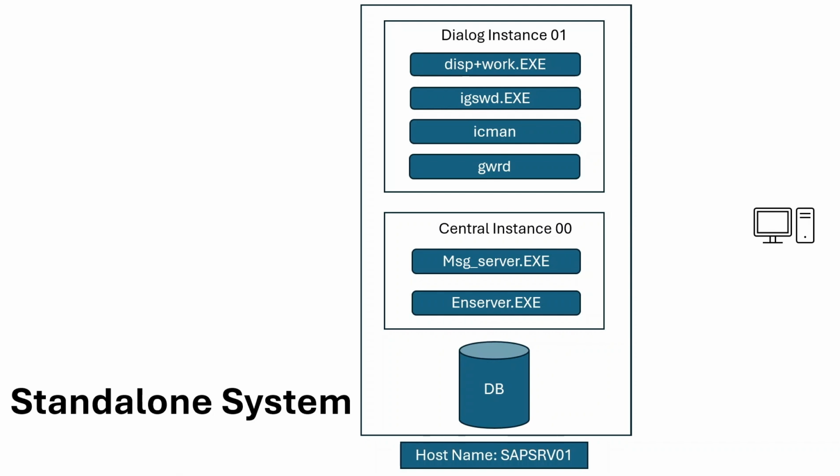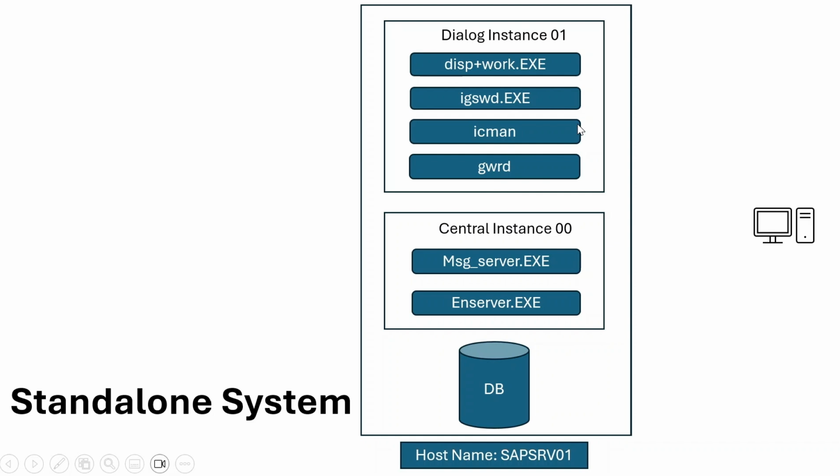So what do they do? Disp+work basically does all the work. Whatever the user requests is computed and calculated and returned back to the user by disp+work. No other process does that. IGS is basically responsible for generating graphics. ICM is responsible for web traffic. Whatever traffic comes from the user over the HTTP protocol or using the browser is handled by ICM, and the gateway is basically responsible for RFC communication. That means system to system communication.